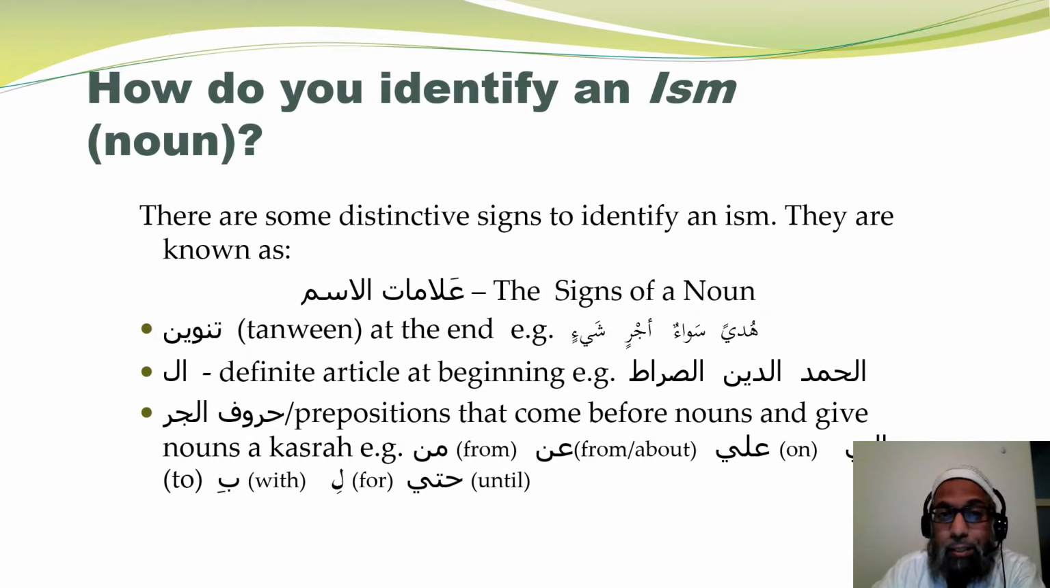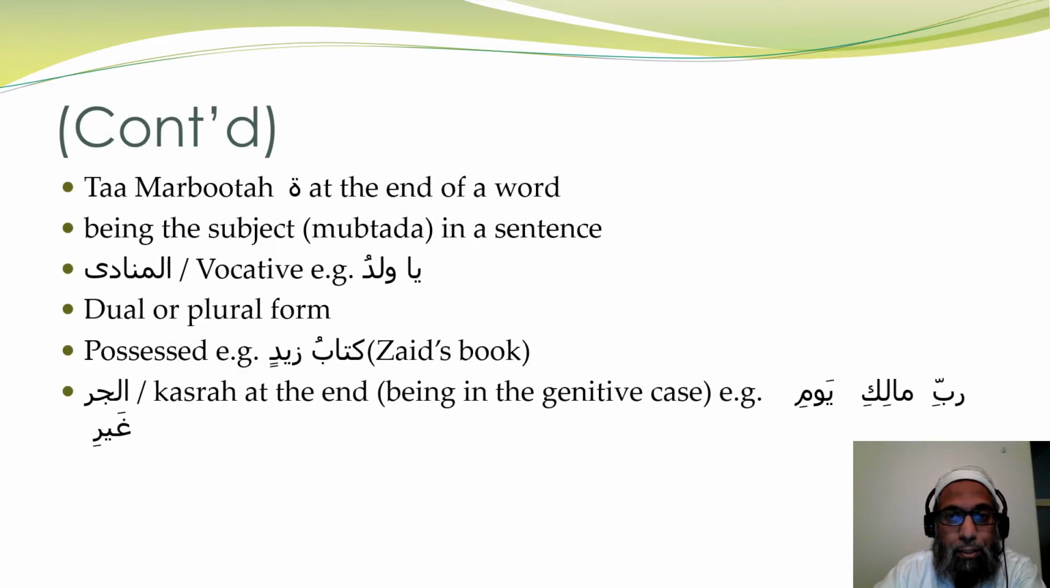Okay? Same thing with al. If there's al at the beginning, the definite article al, like in alhamdu, ad-din, as-sirat, then you know for sure 100% that this word is a noun. It cannot be a verb at all. It cannot be a particle or a preposition as well. Okay, so there's no second guessing. If there's al at the beginning, right away this is a noun. And I'm sorry I went forward without finishing the slide.